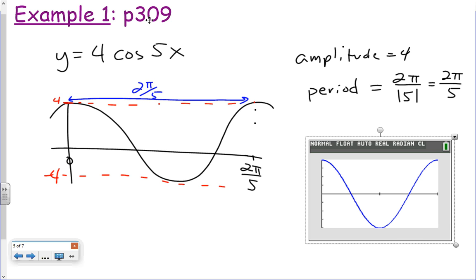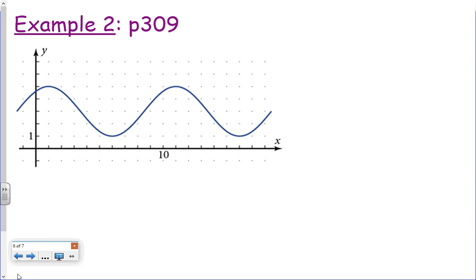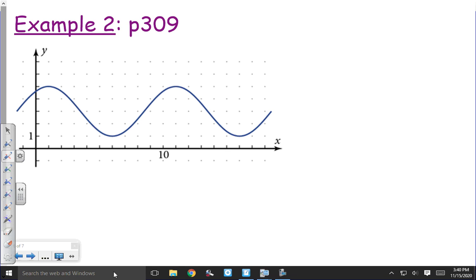All right, let's take a look at example number 2. Example 2 says, find the particular equation of the sinusoid graph. Notice that the horizontal axis is labeled x, not theta. Again, that's the hint here. Are we in degree mode or radian mode? It's x. That x there is going to tell me that this must be radians here.